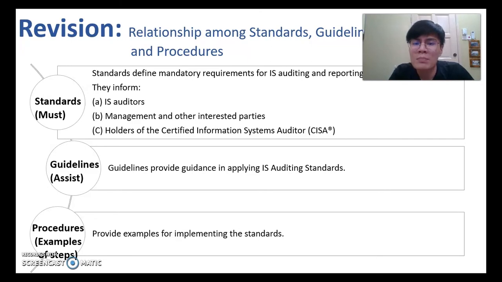Procedures provide examples of procedures an IS auditor might follow in an audit engagement. The procedure documents provide information on how to meet the standards when performing IS auditing work, but do not set requirements. The objective of the IS auditing procedures is to provide further information on how to comply with the IS auditing standards.